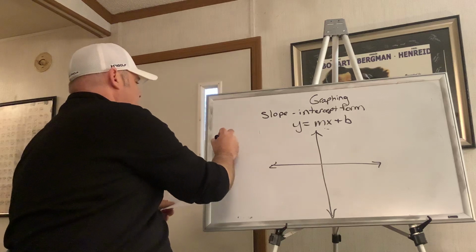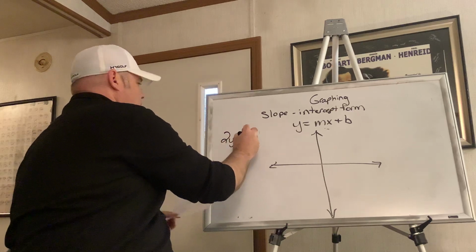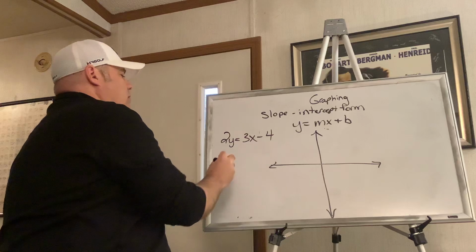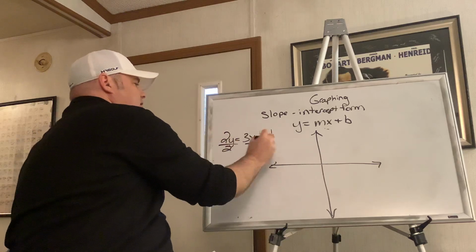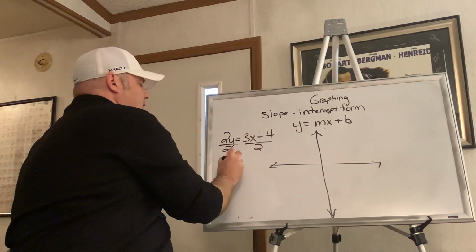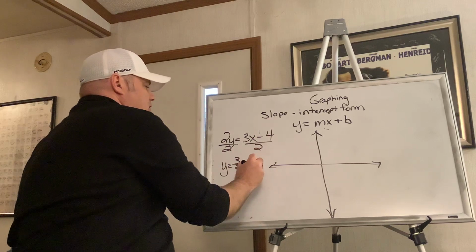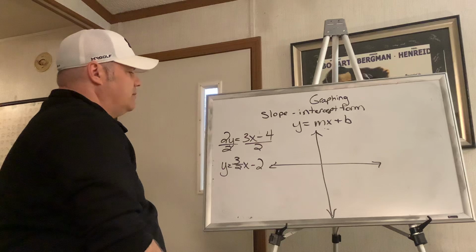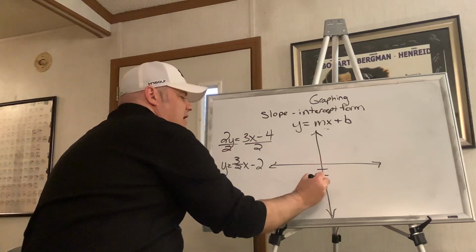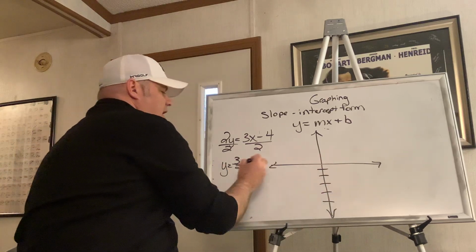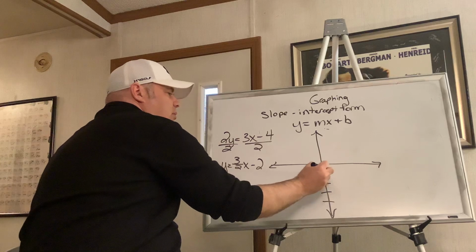This was the one that I started out with, 2y equals 3x minus 4. So let's divide by 2. We still have to do that. This is where we got 3 over 2x minus 2. Negative 4 divided by 2 is negative 2. So what that means to graph this now is I'm going to start at negative 2. That's my starting point.